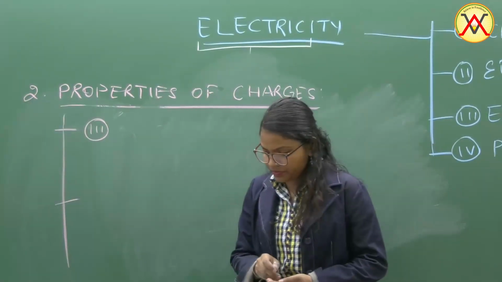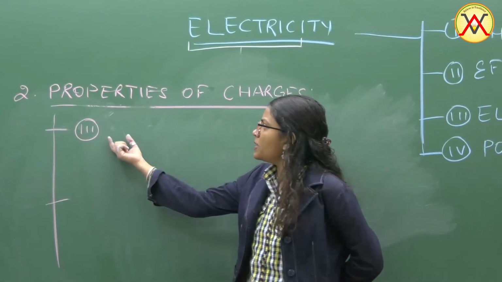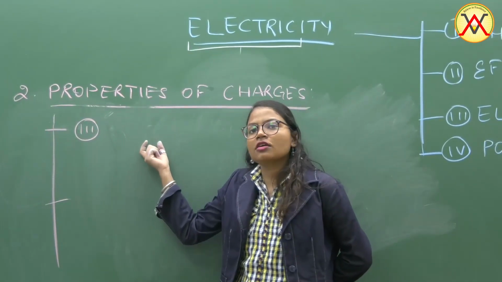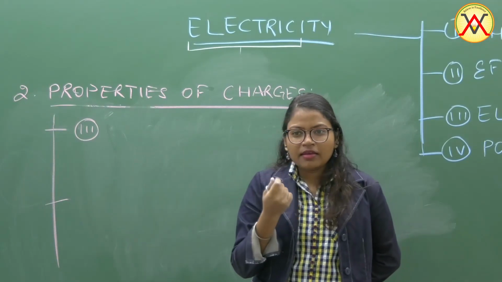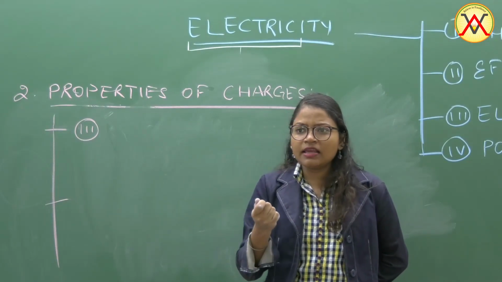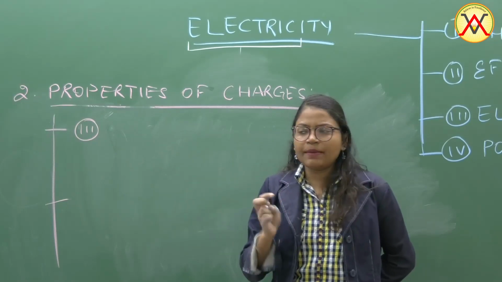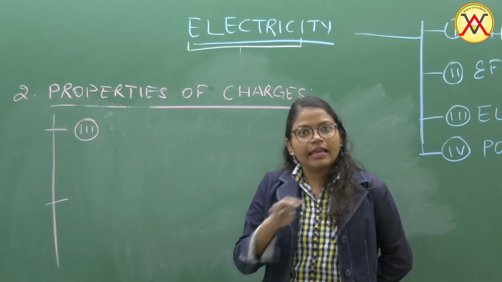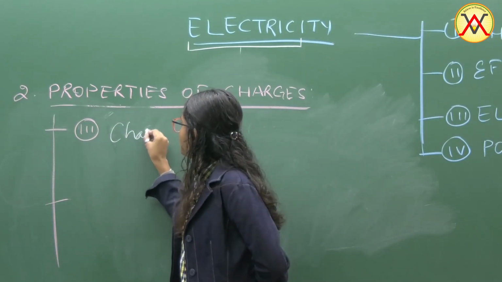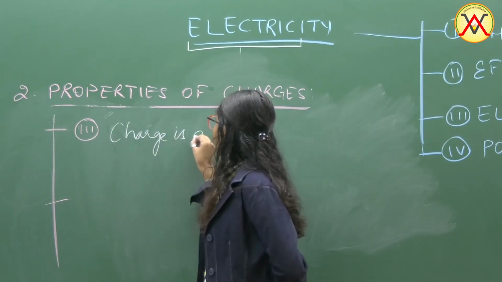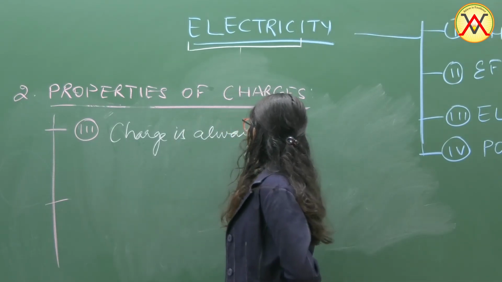Property number 3. This property revolves around the basic nature of our quantities. Have you ever heard anybody saying, "Brother, give me half an electron, my work will get done with that"? It never happens. Why? Because charge is always quantized.